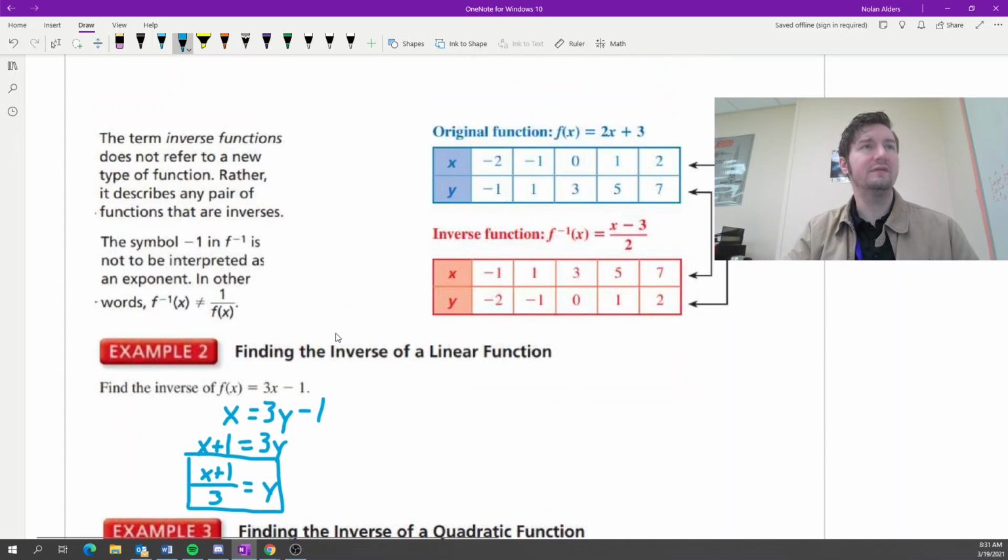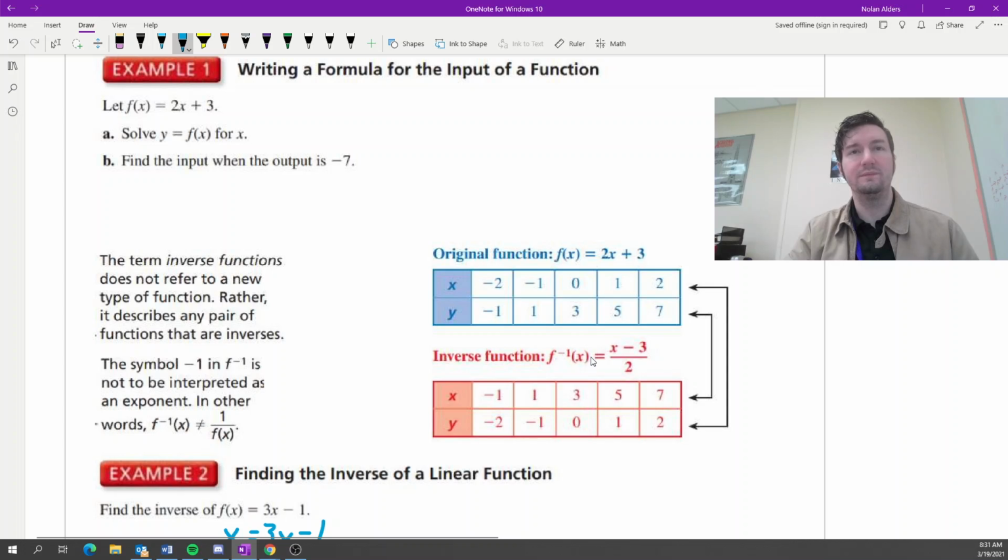All right, and we can see kind of the symbolism here as well. If we have this function f of x, then the inverse of that function would be represented with a little minus 1 in the top right corner. So just realize that the little minus 1 means inverse function.